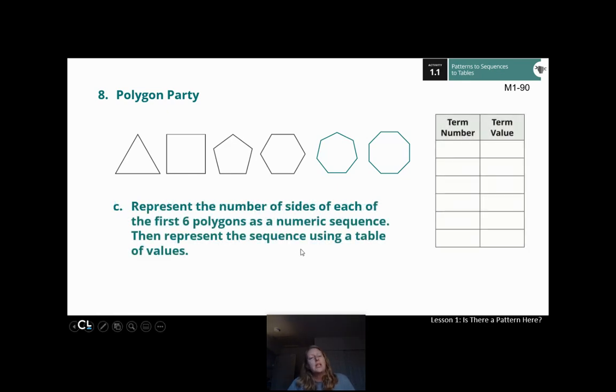You know how this goes. We're going to represent the number of sides of each of the first 6 polygons as a numeric sequence, then represent the sequence using a table of values. So I've got 3, 4, 5, 6, 7, and 8. And of course, I put that all in my table. Term 1 was 3, term 2 was 4, term 3 had 5, term 4 had 6, term 5 was 7, and term 6 was 8.